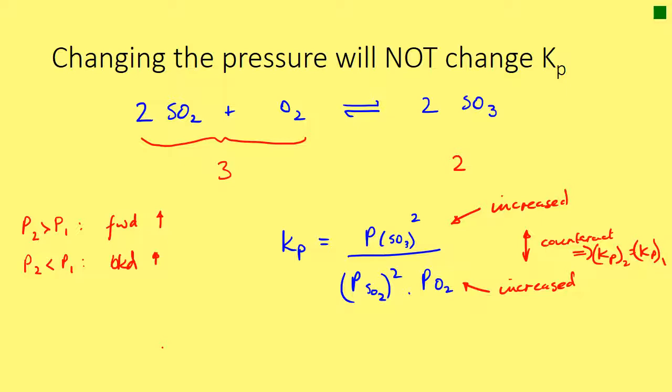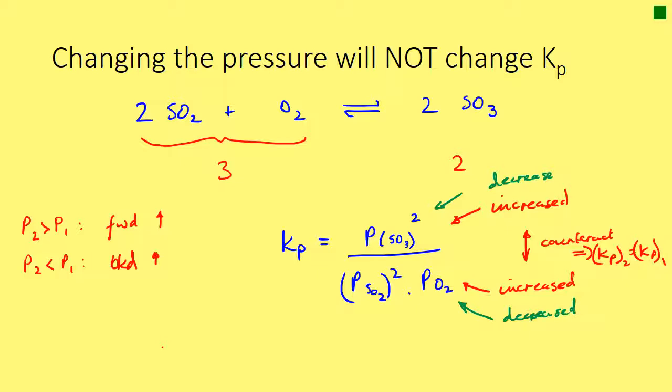And let's just go through that also with a decrease in pressure. So at a decrease in pressure, what we've said is that the backward reaction is favoured because we want to make more moles. And if the backward reaction is favoured, then we're going to decrease the number of moles of sulfur trioxide, and therefore the partial pressure of sulfur trioxide. But as before, we've decreased the total pressure, and so that includes the partial pressures of sulfur dioxide and oxygen as well. So they have decreased.